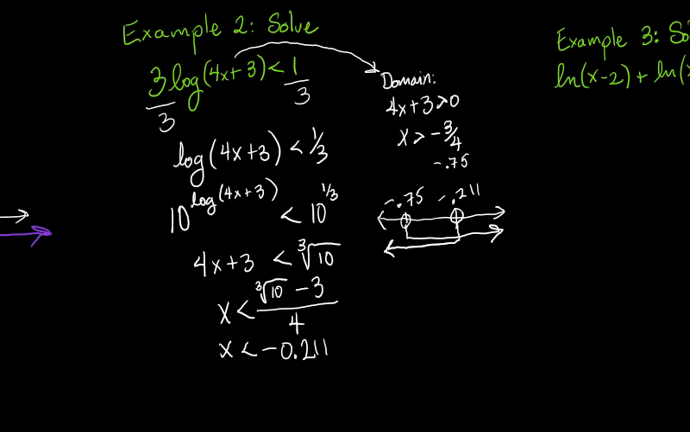Okay? And so where do they overlap? What's the intersection between these two sets? It would be, once again, this middle part. All right? And so now we have something where we would say our real answer to this whole problem is going to be negative 0.75, comma, negative 0.211. Okay.